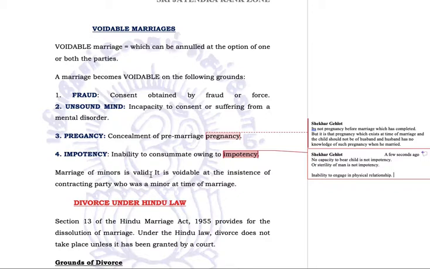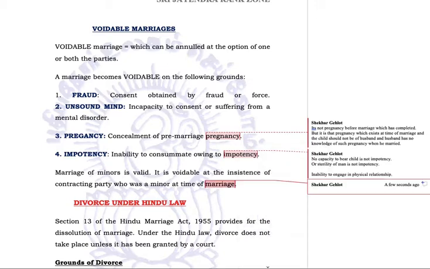Marriage of minors is valid, it is voidable at the insistence of the contracting party who was a minor at the time of marriage. Now you must be feeling, what am I teaching you right now? Marriage of minors I am saying is valid. Yes, a minor's marriage is valid. Minors getting married is valid, but there is a law which punishes such marriage.